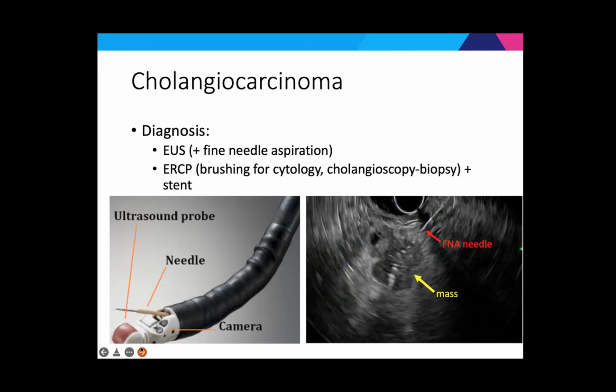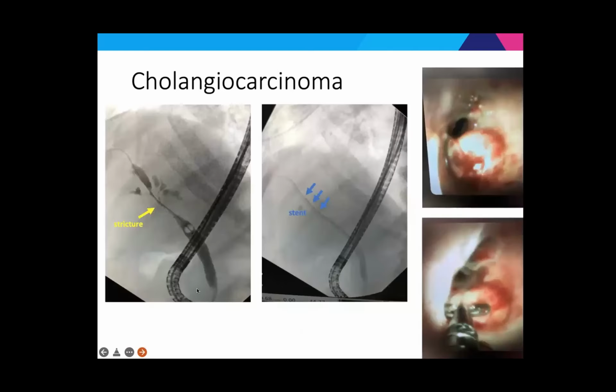Now during ERCP, we can cannulate the bile duct. Here you see a common bile duct and an intrahepatic duct, but this segment is not filling very well because of a stricture. So we can take a brushing from this for cytology for diagnosis, and ERCP can also be therapeutic because we can place a stent across the stricture to help drain the bile ducts.